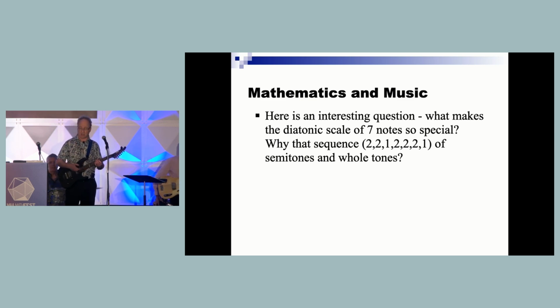What makes the diatonic scale, which is the major scale, why is that sequence of semitones? 2 semitones, 2 semitones, 1. 2 semitones, 2 semitones, 2 semitones, 1. So why do you have that sequence as opposed to any other one?